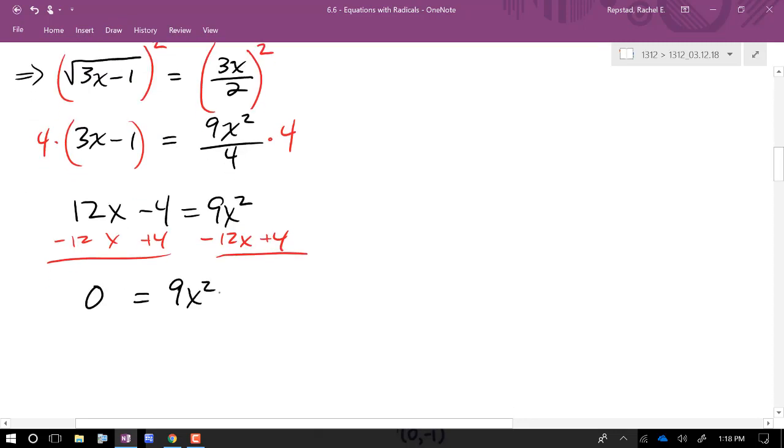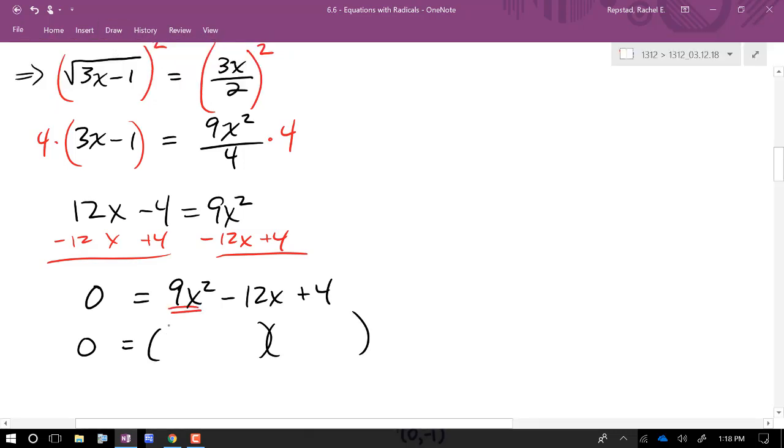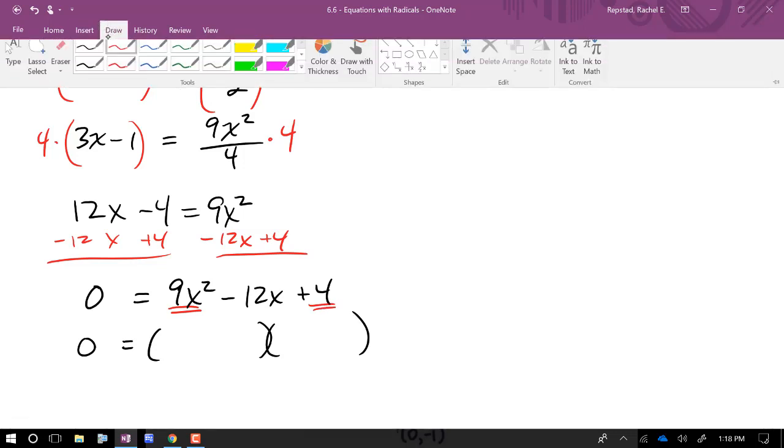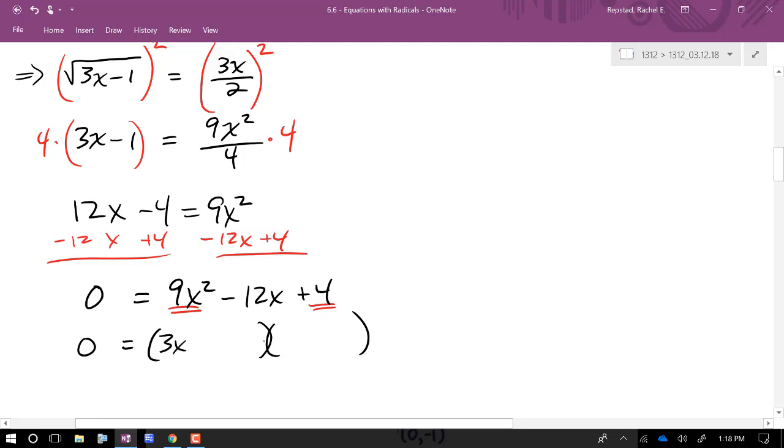We have 9x squared minus 12x plus 4. And then we want to see what happens here. Does this factor? I'm not sure. I know I'm looking for things where the first two multiply out to 9x squared, the last two have to multiply out to 4, and I think maybe 3x and 2 will work.